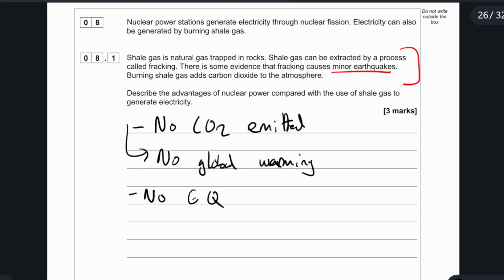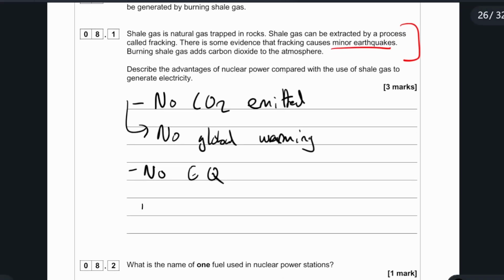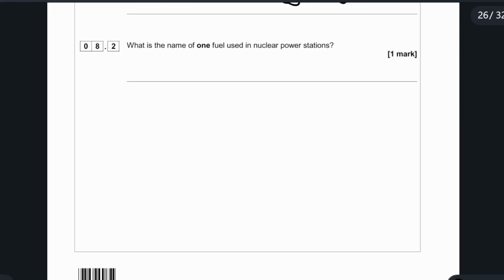This is one that you might just be aware of. When we have nuclear fission, it releases a lot of energy, so you release more energy essentially per kilo of fuel. These would be more than enough for your 3 marks there. That would be 1 mark, that your 2nd mark, and that could be your 3rd mark. Any one of the 3 would do. What is the name of one fuel used in nuclear power stations? We should know here, uranium is used a lot. You could also say plutonium.